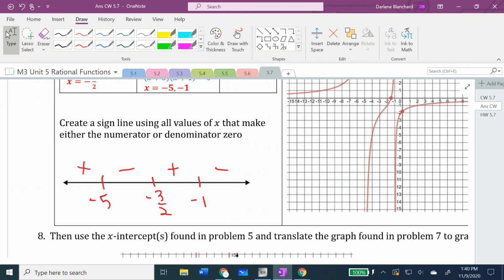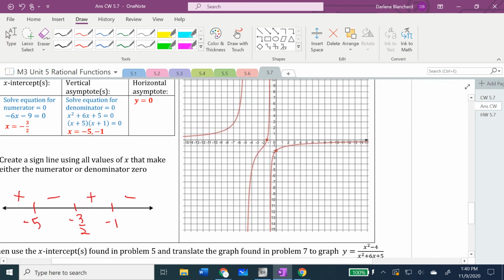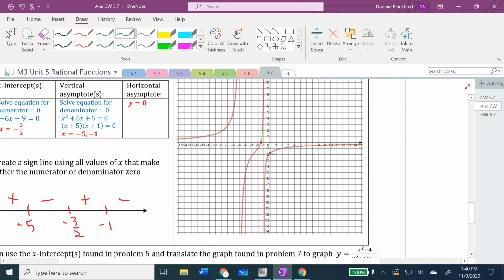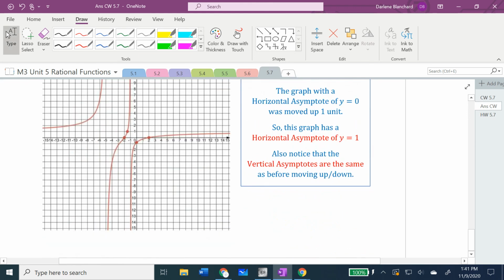This is what the sign line then ends up being if we continue on this process. I'm hoping you're getting the idea of what to do. And you can plot the y-intercept, but it's not pretty, so you don't have to. But that x-intercept of negative 1.5, we know that we want to plot it. We know that we have this horizontal asymptote. Then we move it up 1 unit.